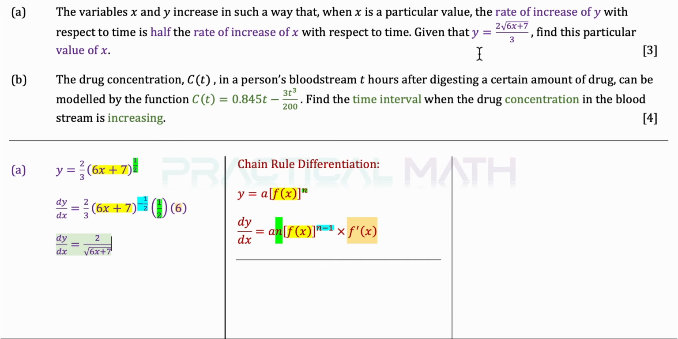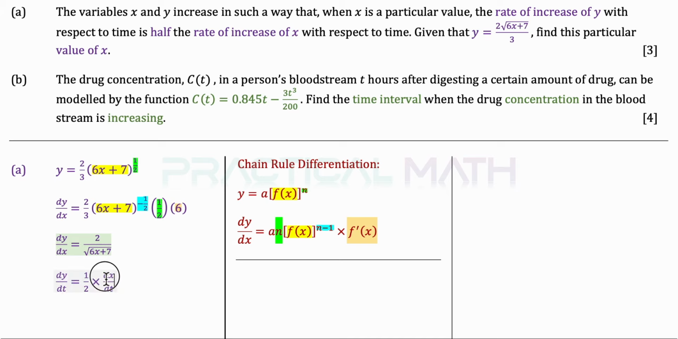The question also says that the rate of increase of y with respect to time is half the rate of increase of x with respect to time. This means that dy dt is half of dx dt. So dy dt is half of dx dt. This is given in the question.